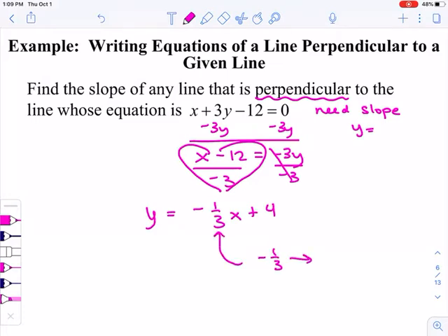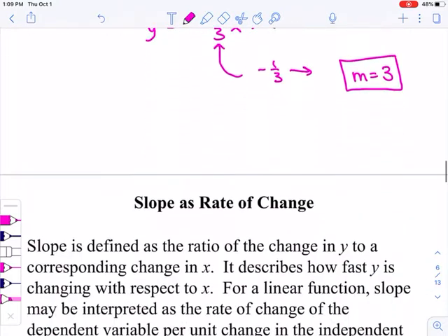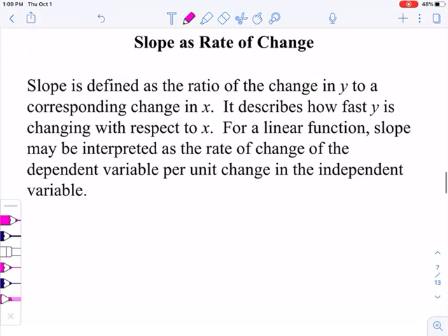So if I have -1/3, I would need the negative reciprocal of that. If I flip it and turn it into the opposite sign, the slope that we need is going to be 3. Any equation that has a slope of positive 3 is going to be perpendicular to that given general form equation.